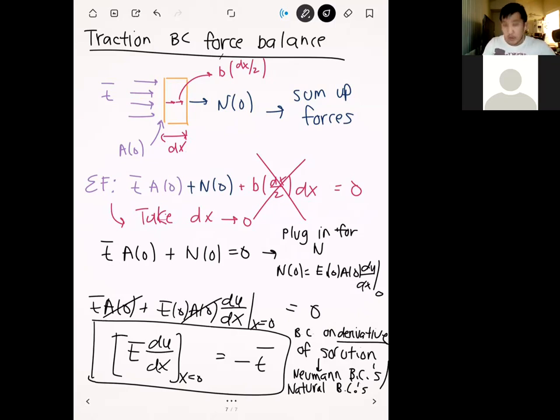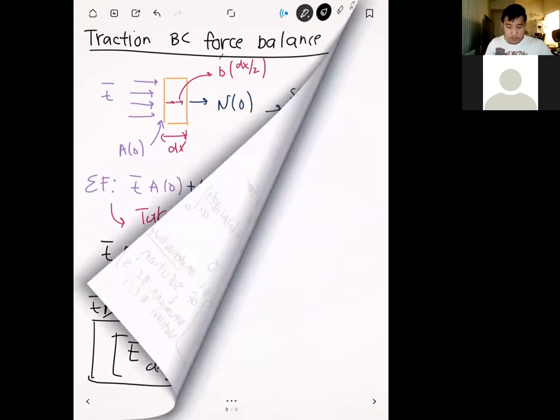Any questions on this page before I turn the page? Okay, so that's the Neumann boundary condition. Now let's go over the fixed boundary condition.